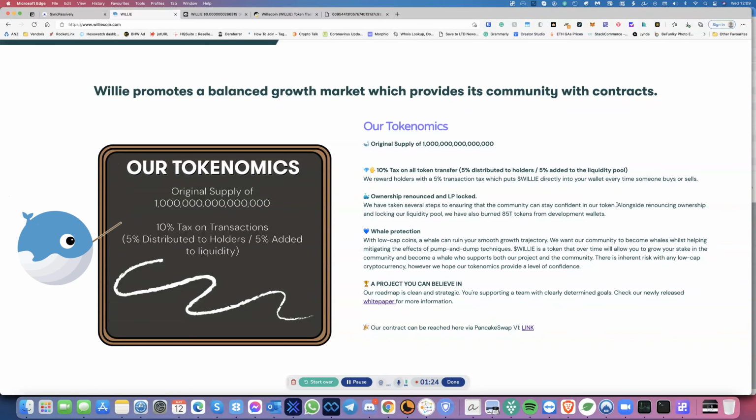With low cap coins, a whale can ruin your smooth growth trajectory. We want our community to become whales while helping mitigate the effects of pump and dump techniques. Willie is a token that over time will allow you to grow your stake in the community and become a whale that supports both our project and community.